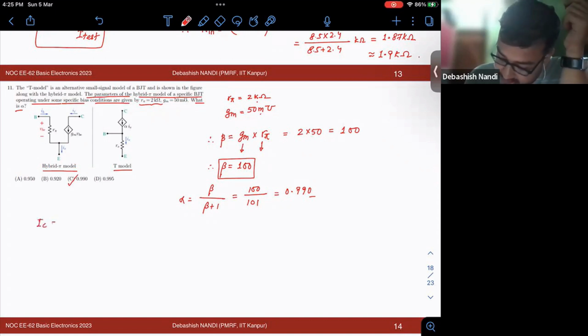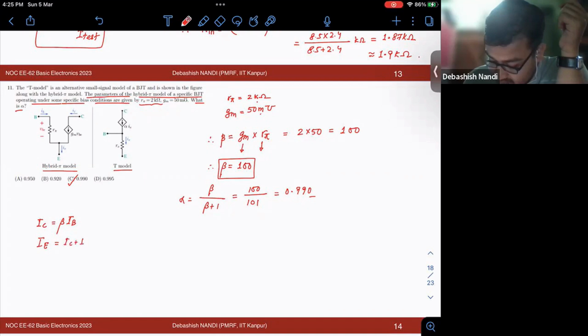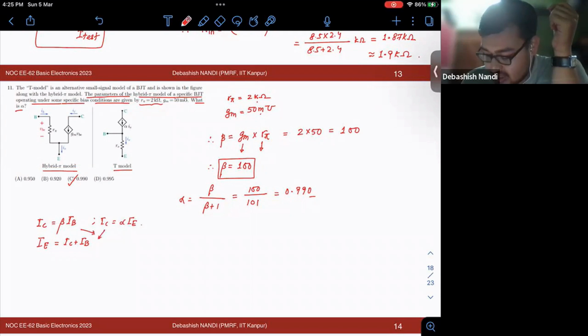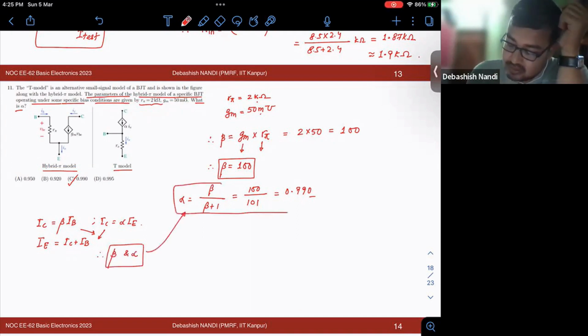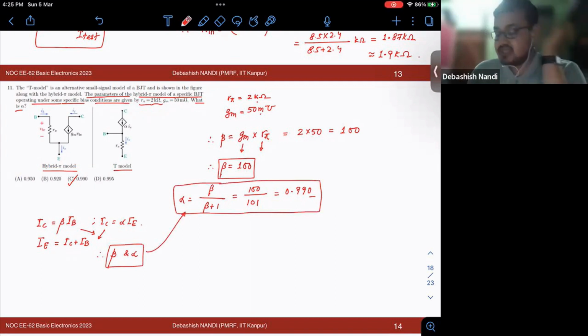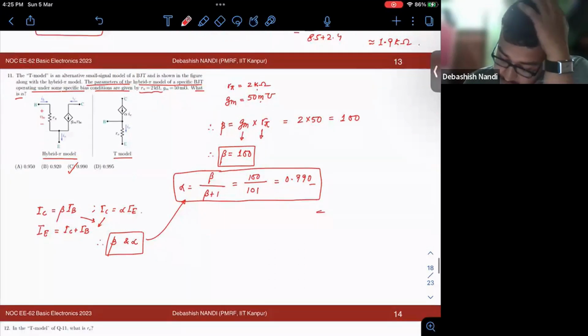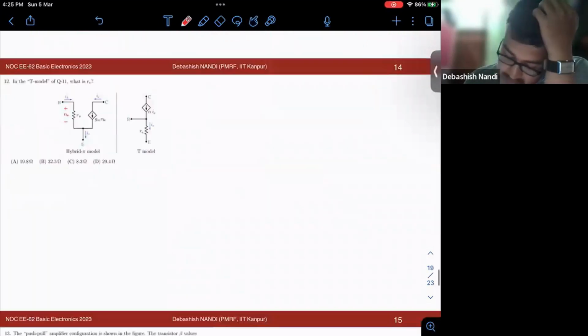You know that your IC is nothing but beta IB. Your IE is IC plus IB, and your IC is equal to alpha IE. You substitute this here, you get the relation between beta and alpha. And you use this. This is pretty simple. So moving on to the next problem.